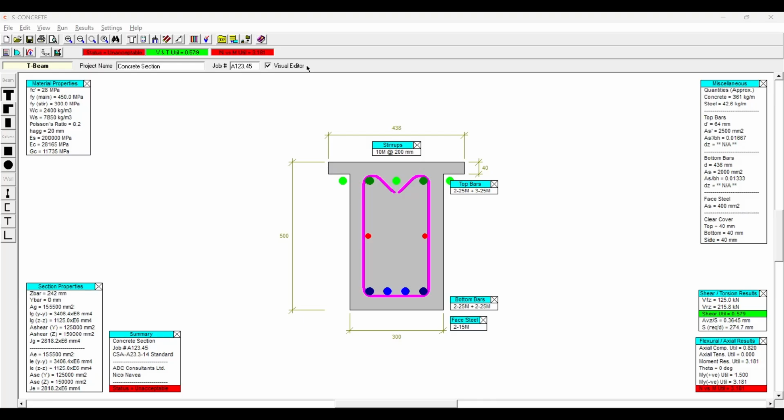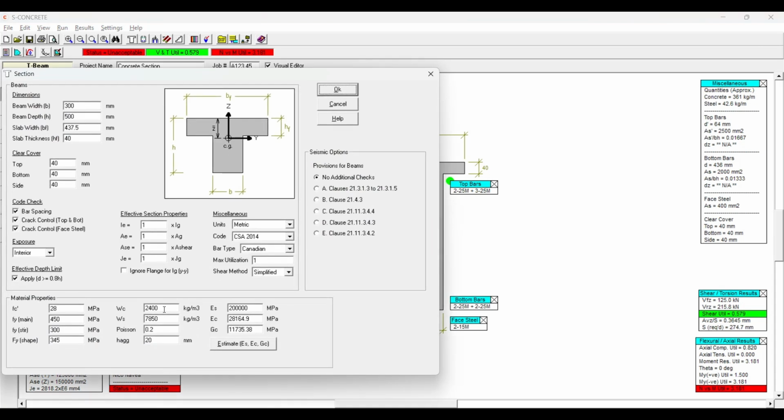So the next is the loading input. So we go to edit section. So the factored load is 92. The maximum factored shear is 368. So that's okay.